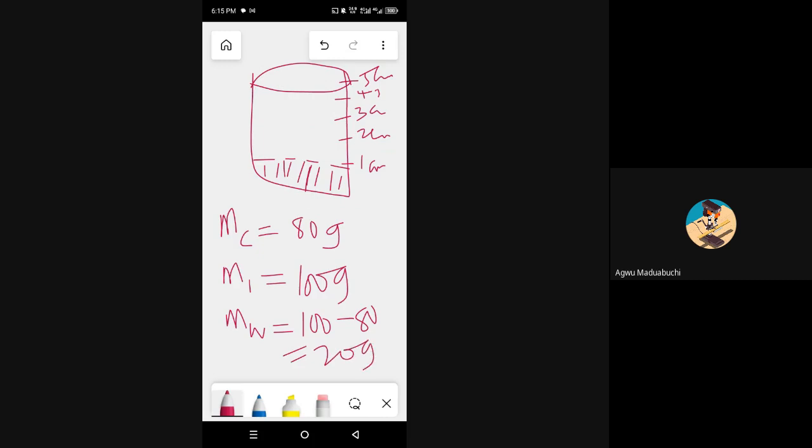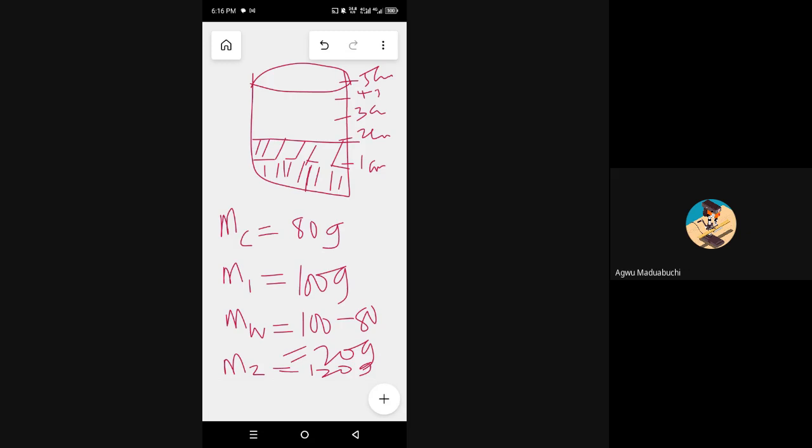Now, they may ask you to add more water until the height has gone to 2 cm. So in this case, you now have your M2. Let's say M2 is 120 grams. So in this case, what's the mass of water? Come again, sir. I should come again.